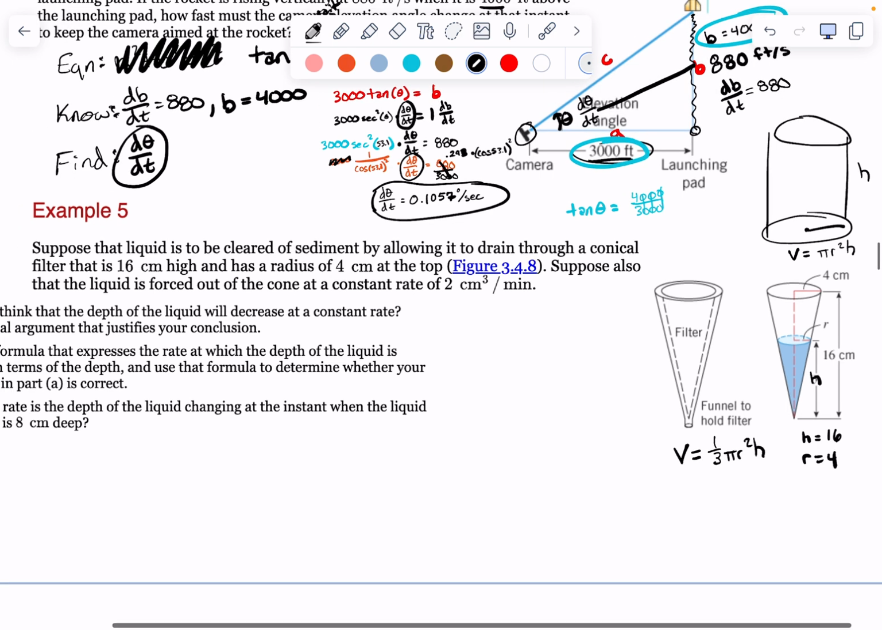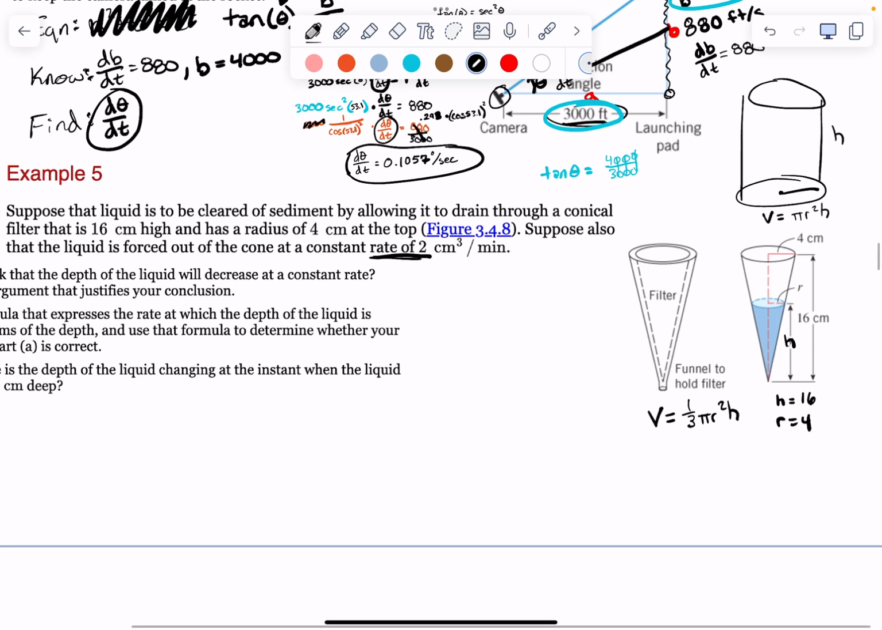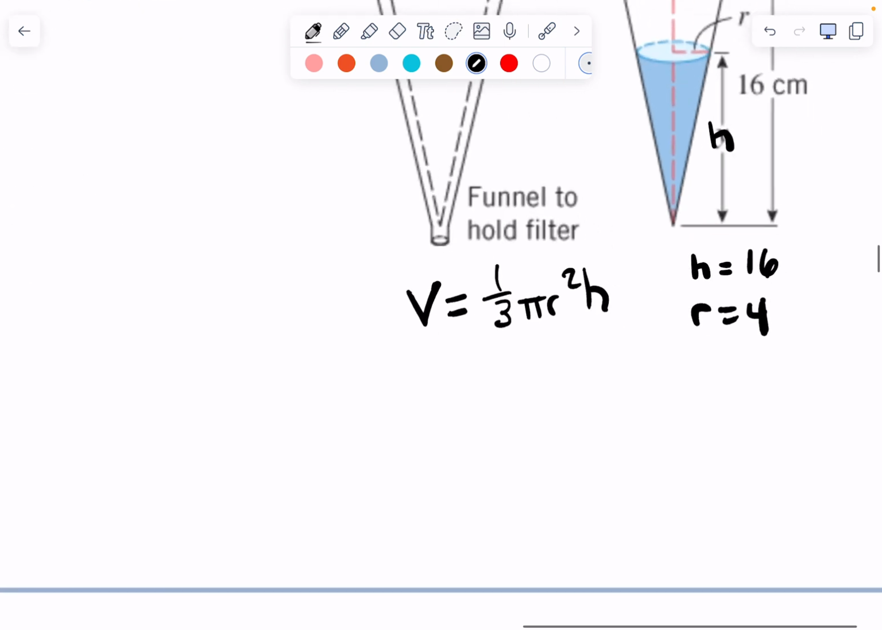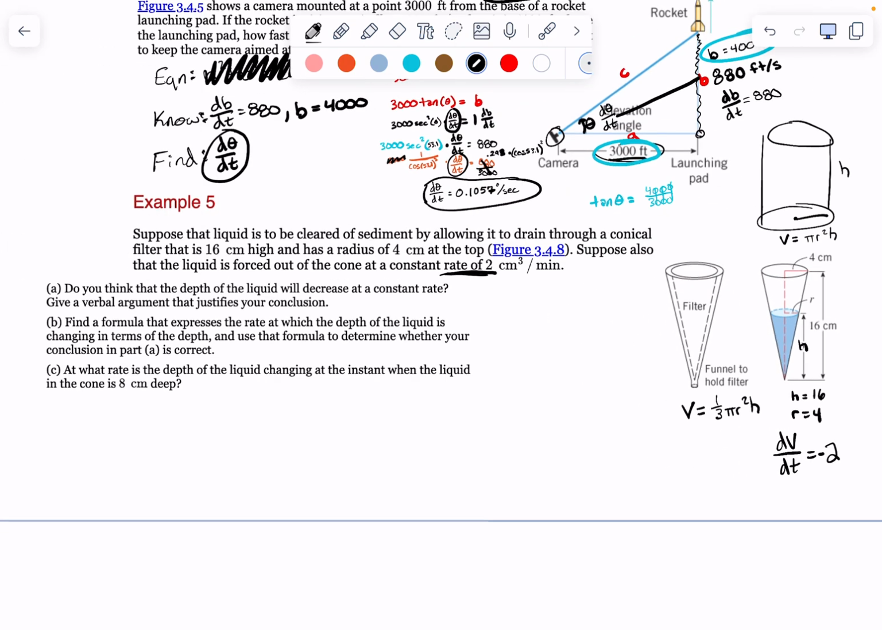Suppose also that the liquid is forced out of the cone at a rate of 2 cubic centimeters per minute. So what's that the rate of? The liquid is pouring out at 2 cubic centimeters per minute. So that's d what dt? Yeah, dV dt is changing. dV dt is changing at 2, but it should be negative 2 because it's forcing out, right? So they're not giving us dH dt and dr dt, which is what I thought they were going to, and have us solve for dV dt. They're giving us dV dt and probably having us solve for dH and dr. Got it? Confusion? This is a lot.